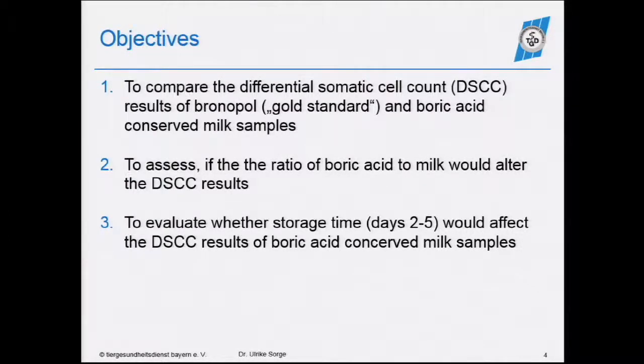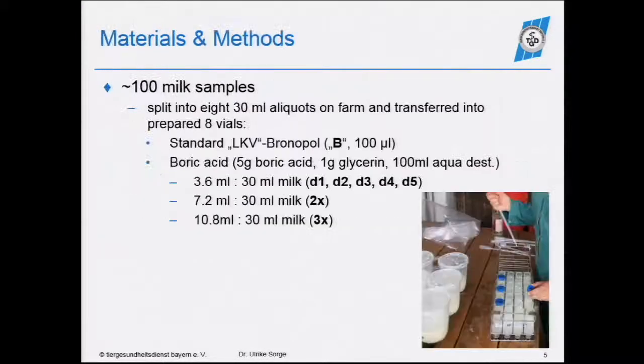So the aim of this pilot study was to figure out, does it work with boric acid? Number one, how does it hold up compared to bronopol, the gold standard? Does it matter that the quarter milk samples are taken manually, so you don't always have the exact amount of the ratio that it's supposed to be? Does that make a difference? And with the postal services being sometimes a bit slow, how is it with storage time? Does it affect the cells and the results that we find compared to the gold standard?